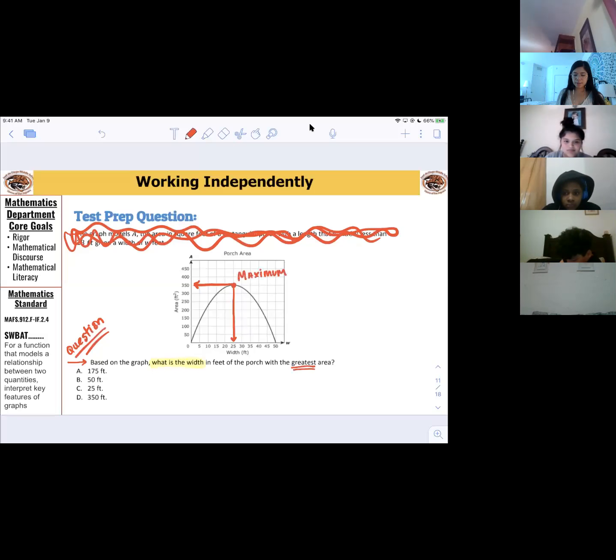Now look at your maximum. That maximum has 2 points. It has a 25, comma 350. Which of those is the width? 350? Oh, 25. Which is the width? Look at your axis. Read the words. 25. 25 is the width. So the answer was C.